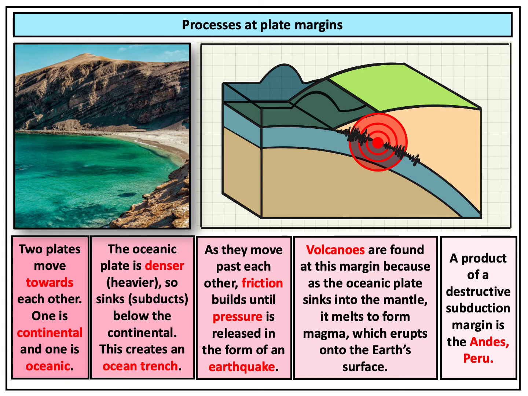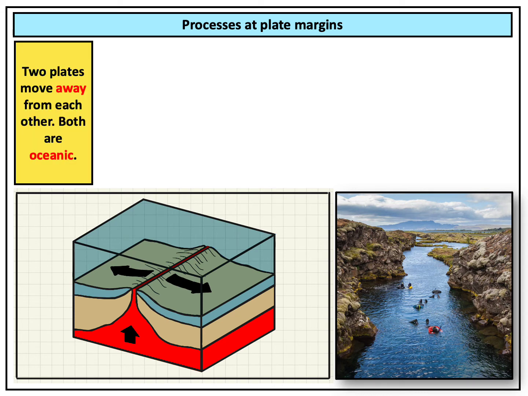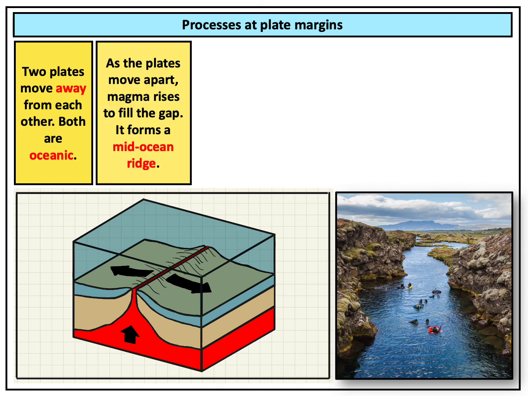And an example of this is the Andes in Peru. This is a fold mountain range with a deep ocean trench close by. The next one, we have got a constructive plate. That is where two plates are moving away from each other, and both of them tend to be oceanic plates. As the plates move apart, magma then rises to fill that gap, and that forms a mid-ocean ridge.